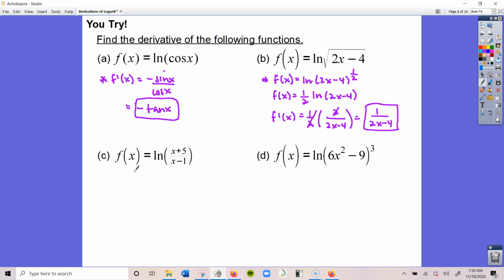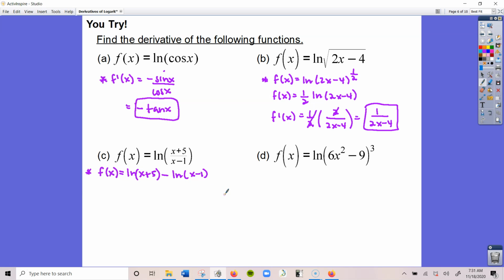For c, we have f of x is equal to the ln of x plus 5 over x minus 1. If we were to find the derivative of just what's inside here, applying the derivative rule right away, we would have to use the quotient rule for the numerator and then put it over x plus 5 over x minus 1, which would give you a complex fraction. So instead, I'm going to use the quotient rule of ln functions, not the quotient rule for derivatives, and expand this function before I find the derivative. So f of x is equal to the ln of x plus 5 minus the ln of x minus 1.